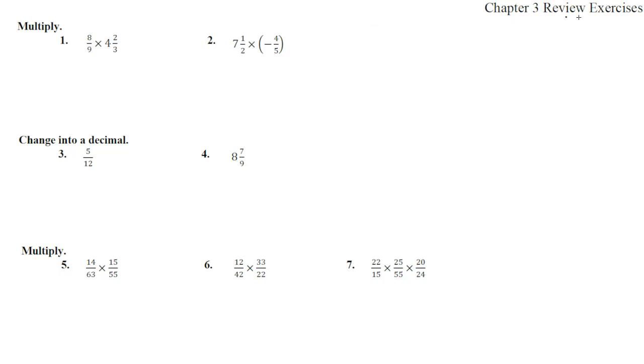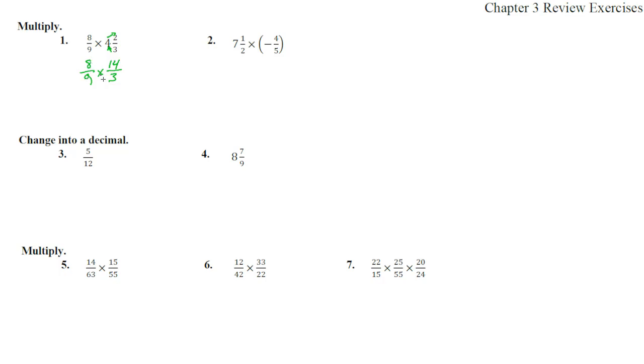Here we are in Chapter 3 review exercises numbers 1 through 7. Multiplying fractions. Remember, we go straight across the top, straight across the bottom. So we have 8/9 times, this is a mixed number. So we have to do 3 times 4 is 12 plus 2 is 14 thirds. Multiply and then add. That's the shortcut there.